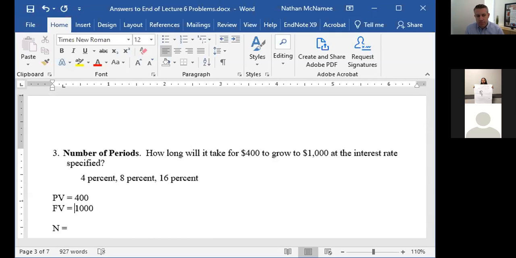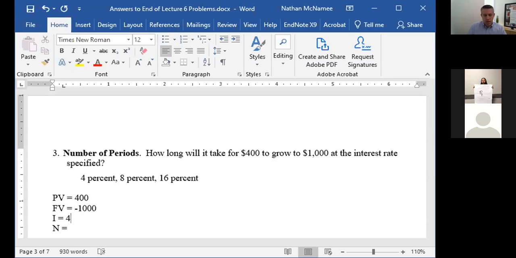Oh, yeah. That's right. So it could be the 400. We could say the 400 is negative, or it could be the 1,000. And it really doesn't matter which one you choose. They just can't be the same sign. So one of them has to be positive, one of them has to be negative. And what is I? Oh, we're going to do 4%.